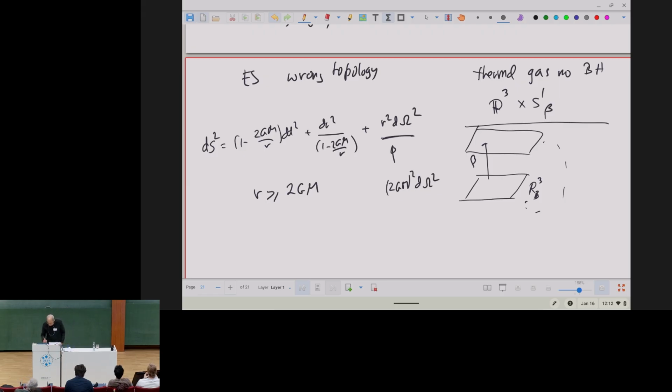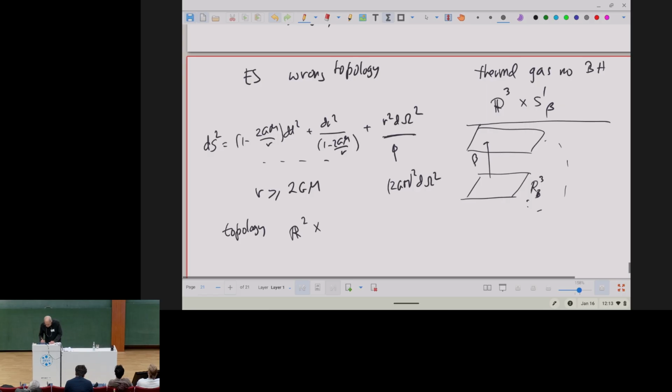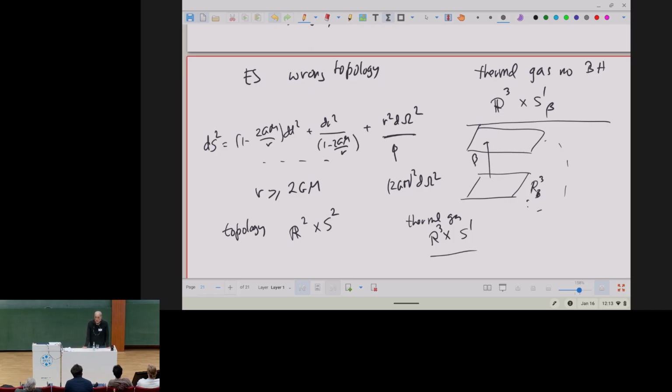So the topology, and here we've discovered topologically this was the plane in polar coordinates, right? So the topology of the Euclidean Schwarzschild is R2 times S2. For the thermal gas, the topology is R3 times a circle. So for the thermal gas, you do have an interpretation as a sum over states. An interpretation of the path integral as a sum over states, because there's a circle and the states are running around the circle. For the Euclidean black hole, there's no circle.